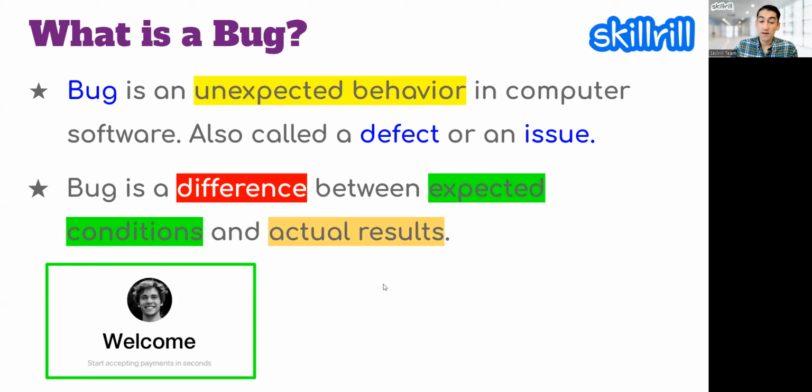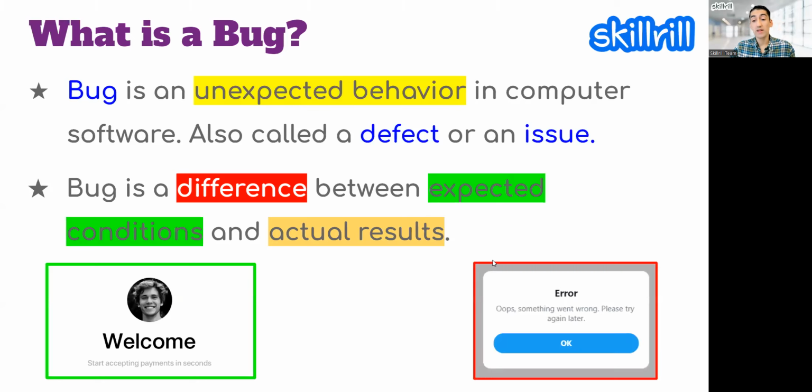So bug is the difference between your expected conditions. So you were expecting a welcome message, but you received an error message instead saying, hey, oops, something went wrong, or the page not found. I'm pretty sure you have seen such error messages before. And that's what you report. You report the difference as a bug report, right? So we're going to see how to create a bug report in the same application that you saw yesterday.